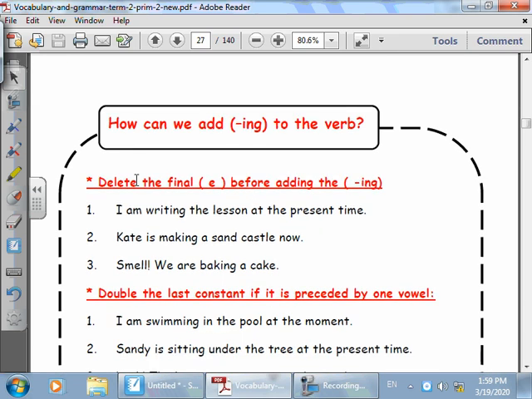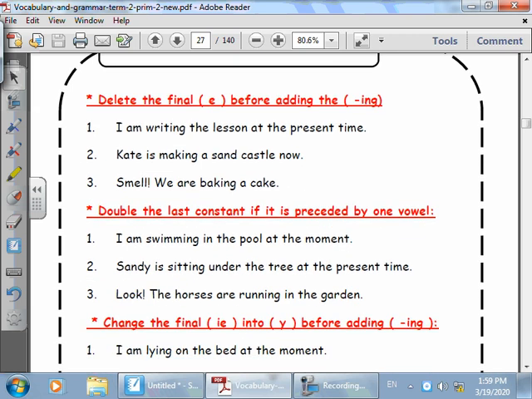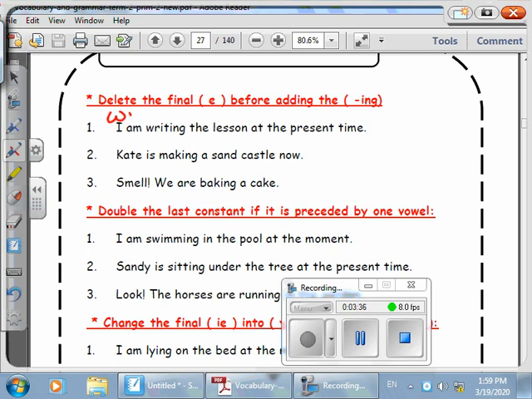Okay, the first case, if we have a verb that ends with e, I cross the e and write ing instead. For example, the verb write. What do I do? I delete the e and I write ing. So it will be writing. I'm writing the lesson at the present time. Making, here also it ends with an e, so I omit the e and I write ing directly.